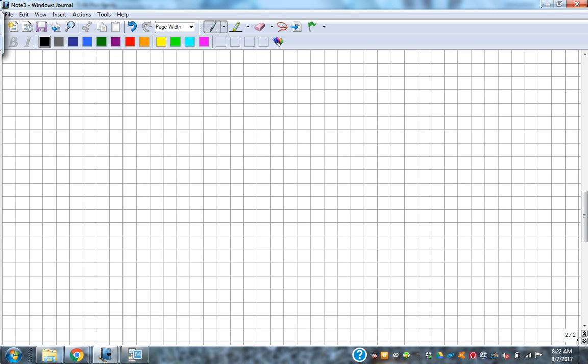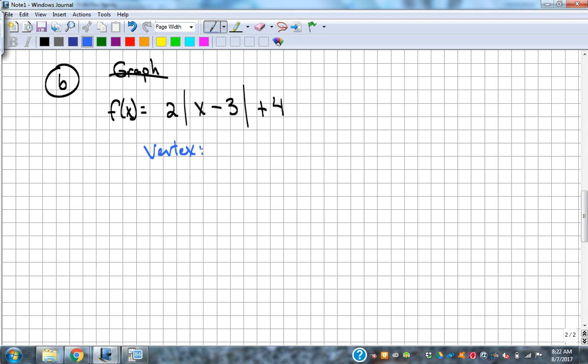So let's look at an example of that. So we want to graph f of x is equal to 2 absolute value of x minus 3 plus 4. So when I'm doing this, I want to kind of take you through the thinking process that you want to use. You want to think first, what's the vertex? Because that's the most important point on that absolute value graph. So what's the vertex of this one based on the general form we just talked about?